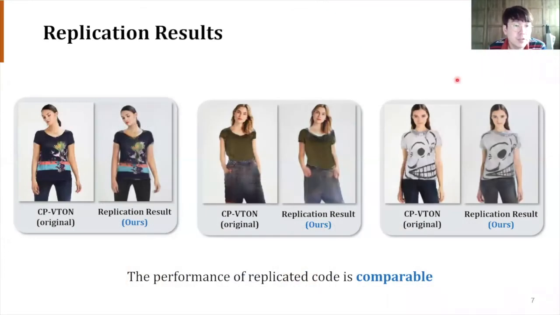These images are results from the paper and our replication result. When you compare try-on images from the paper and our replication, we can confirm that the performance of the replicated code is comparable to the original paper.